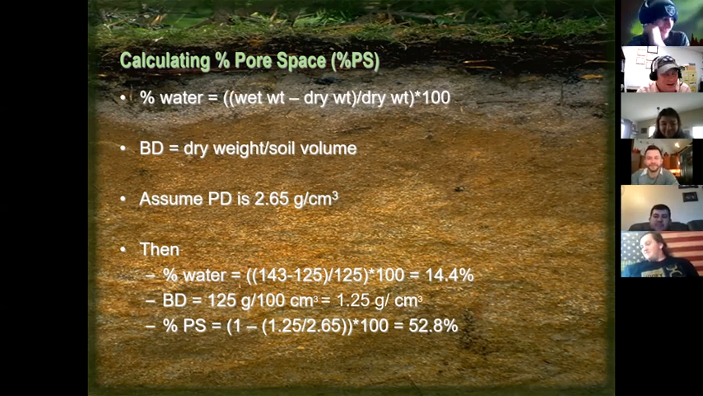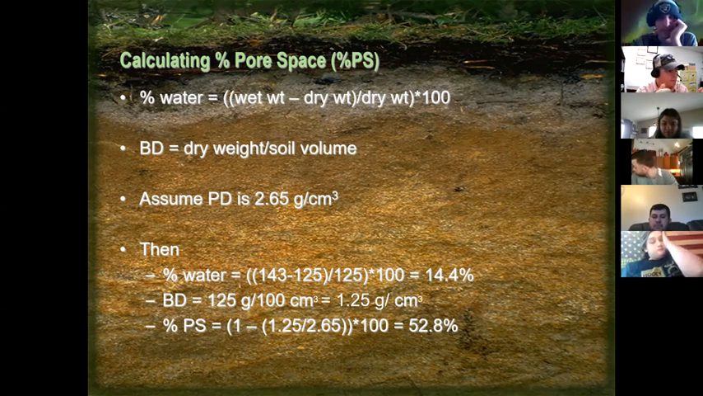Do you guys have any questions for me? Do this math by hand first, right? Make sure you can do it by hand and then make it work on Excel. And it's going to be easy. You're going to have a space where you're going to put in wet weight, dry weight, and volume. And from that, you can calculate moisture, bulk density, and pore space.